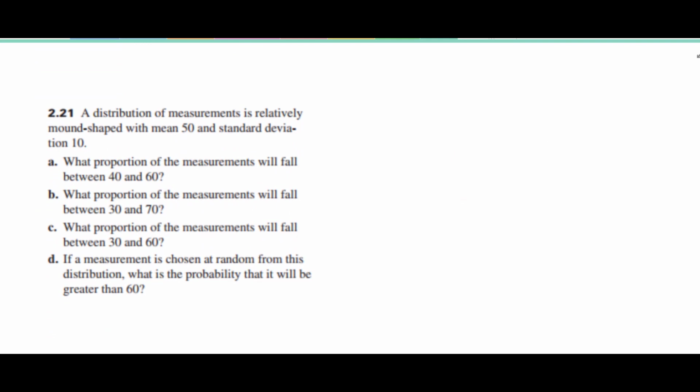Okay, so you are given this question. A distribution of measurements is relatively mound-shaped with mean 50 and standard deviation 10. This is a really important keyword. They said that it's relatively mound-shaped, so you know that you could use the empirical rule. The mean, x bar or mu, is 50, and the standard deviation, sigma, is 10. It's asking what proportion of the measurements will fall between 40 and 60.